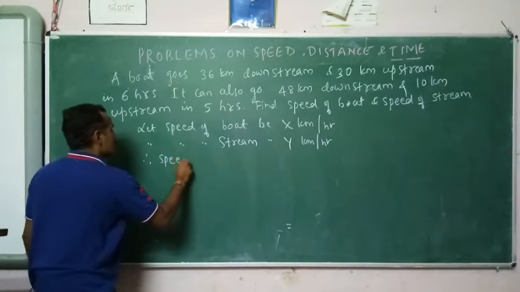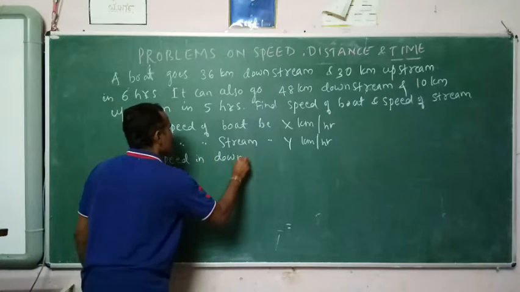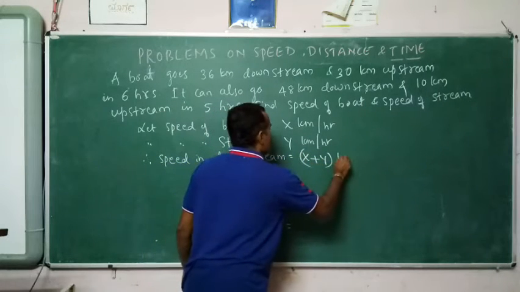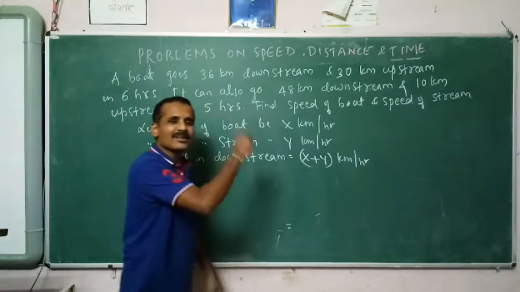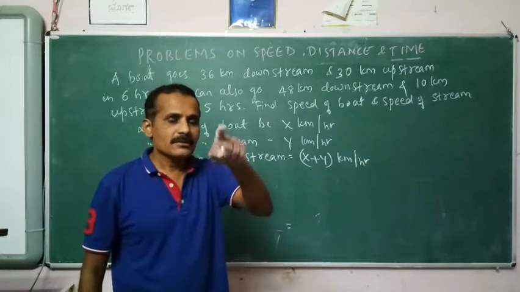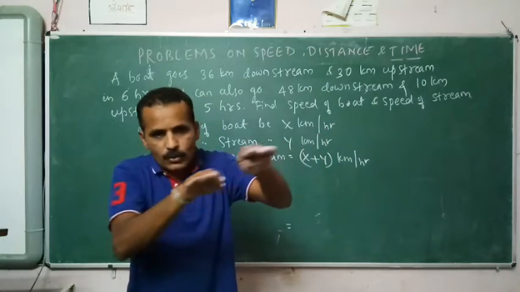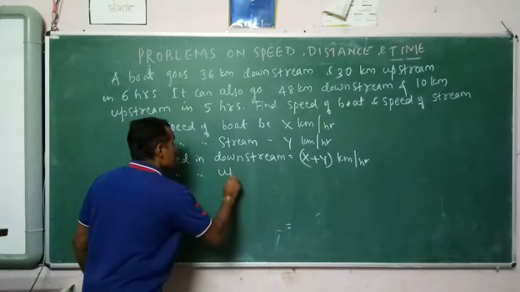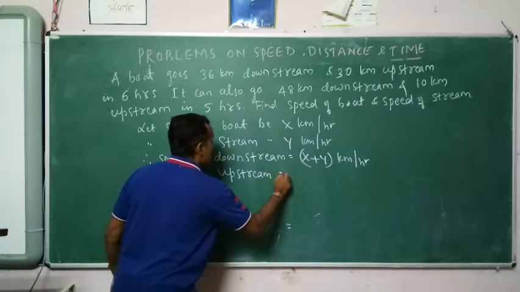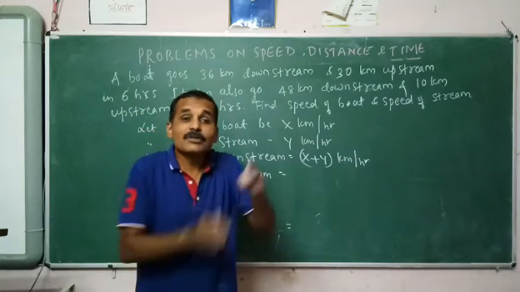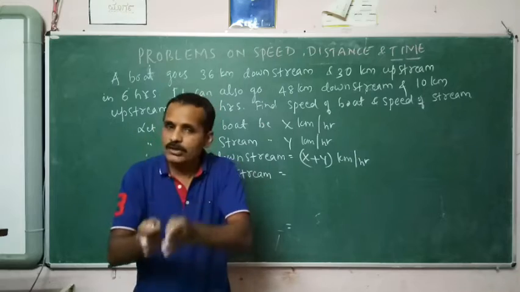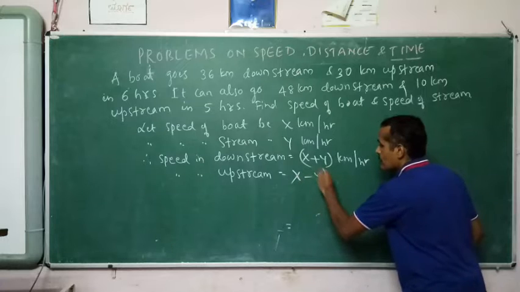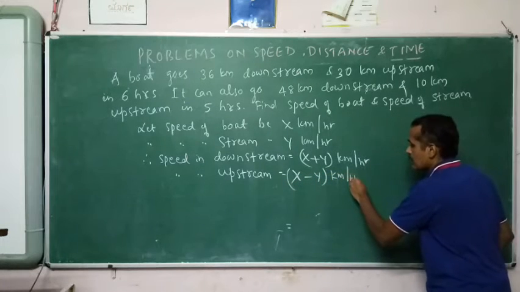Therefore, speed in downstream is equal to x plus y kilometer per hour. This is the third sentence. Keep in mind, downstream, both are going together. This is the downstream, both should be added. Speed in upstream. See, upstream, subtract. But which minus which? Boat minus water. Keep in mind, boat minus water. Boat is x minus y kilometer per hour.